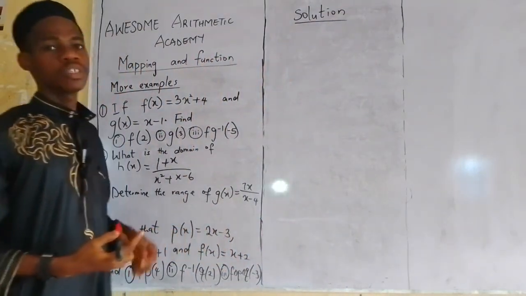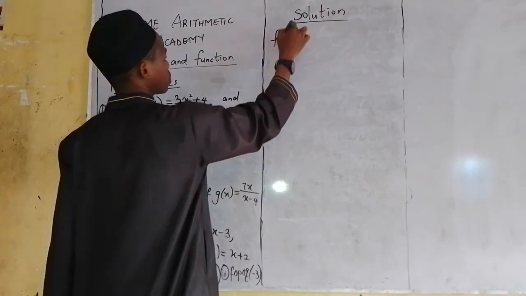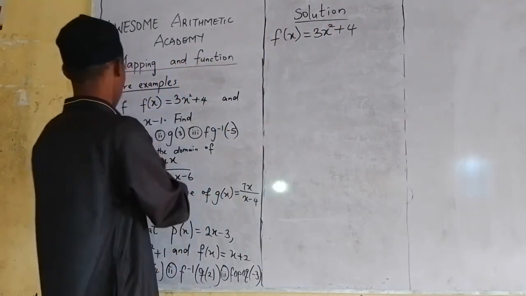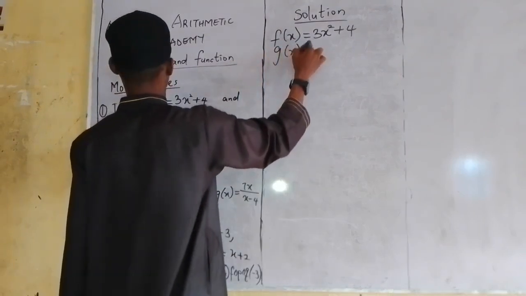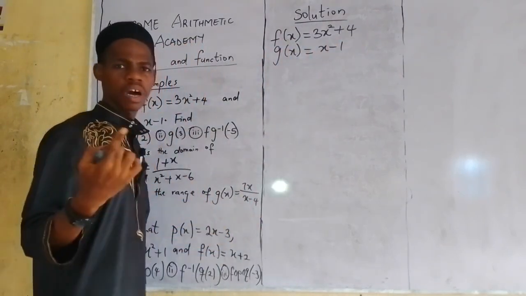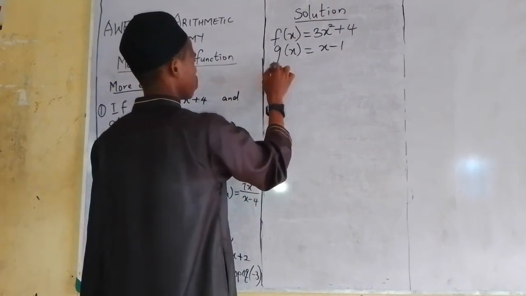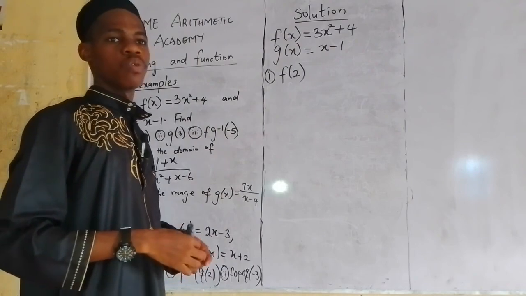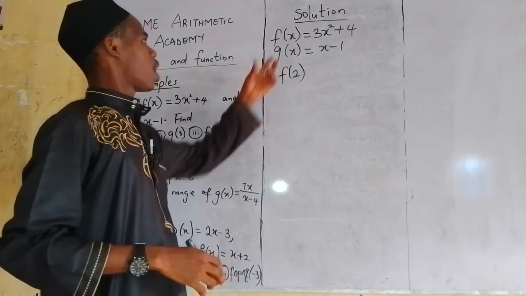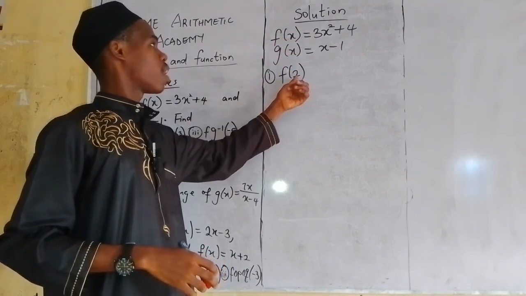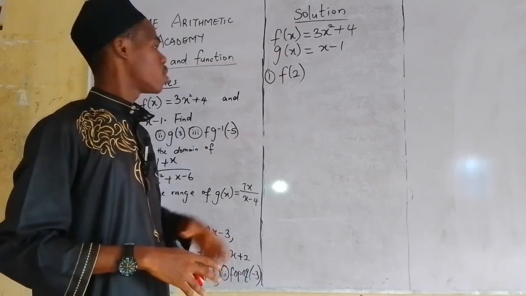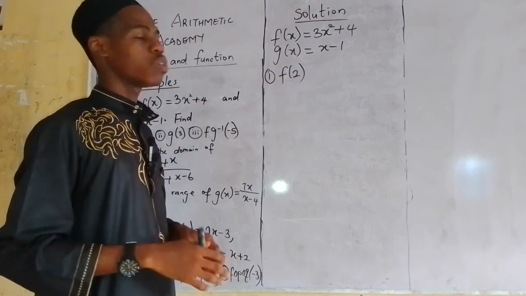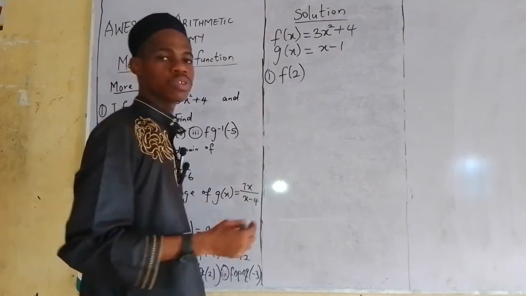When you look at this question, you are given f of x to be 3x squared plus 4 and g of x to be x minus 1. Now they say we should find f of 2. What does this mean? This means I'm using f of x to find f of 2. How? Whenever I'm seeing x under f of x, I will put 2 there. And that's all we are going to do. Now let's find that and see what we are going to have.